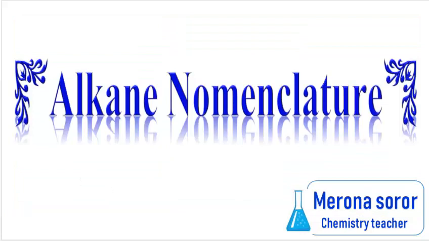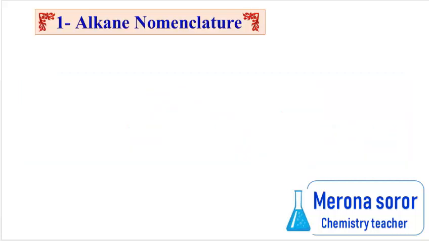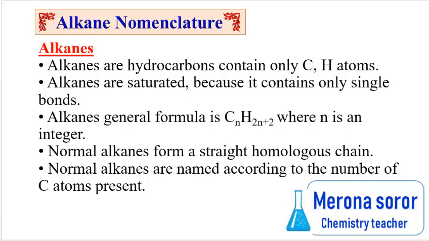Alkane nomenclature. Systematic IUPAC naming is divided into three main parts: prefix, parent chain, and suffix. Let's start naming alkanes. Alkanes are hydrocarbons consisting only of carbon and hydrogen atoms. Alkanes are saturated because they contain only single bonds.